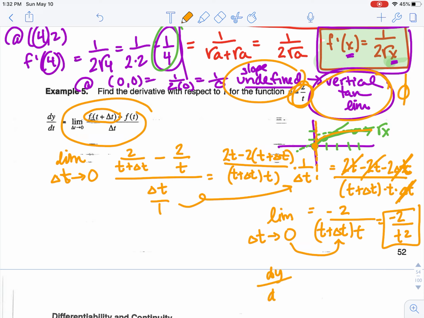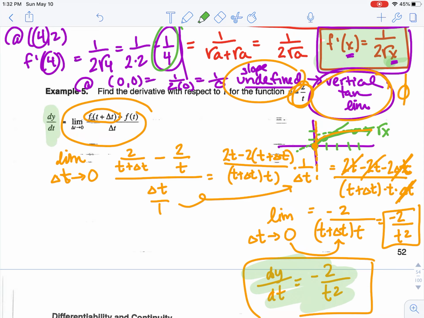So dy dt is negative 2 over t squared. That's my derivative. Now, why did I use that format? Because that's the format they put in the problem, right? I don't know. I could have said y prime. I could have said a different one. But I used dy dt because that's what they said to use there, okay? And that's our derivative. So that's it, okay? In this case, it didn't actually ask us to find it at a point, so I didn't have to plug in any numbers. It just asked to find that function.